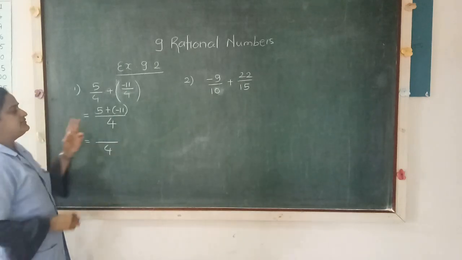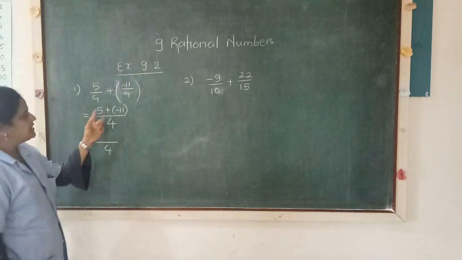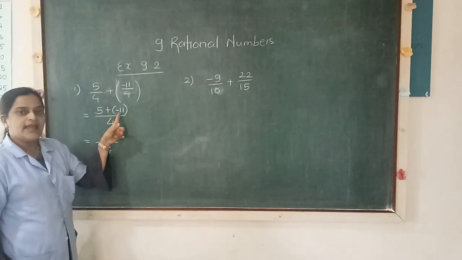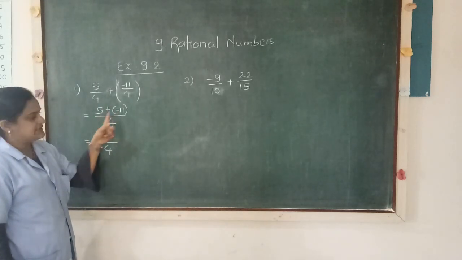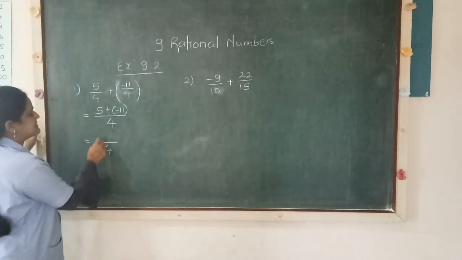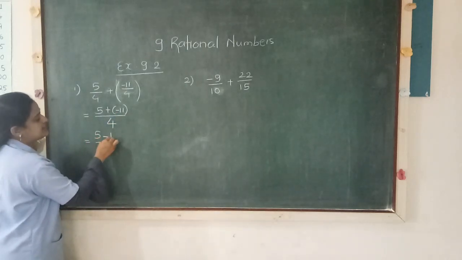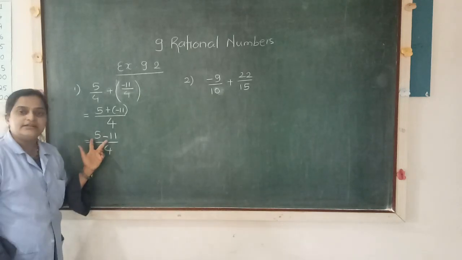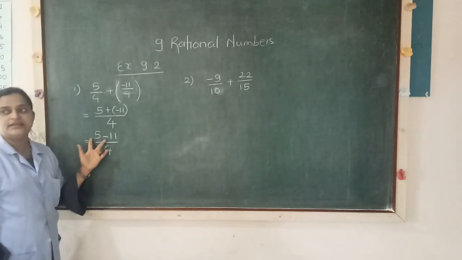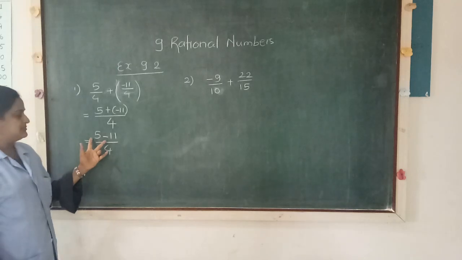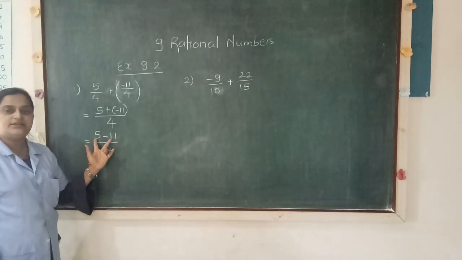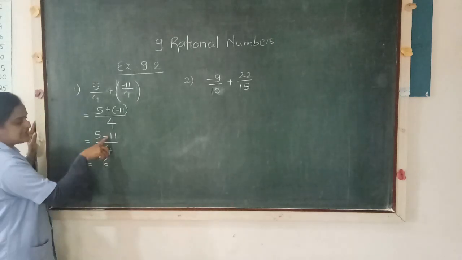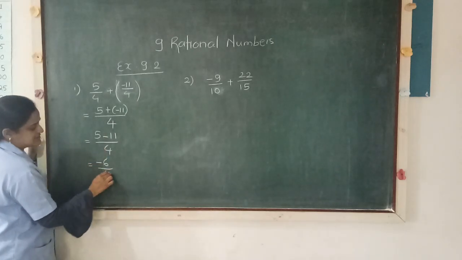We have studied this while studying integers. What is to be done? If there is a plus sign outside the bracket, this sign will remain as it is, and the other sign will be cancelled. So I will write 5 minus 11. Right? Now the signs are different, so we should subtract and give the sign of the bigger number. What is the difference between 11 and 5? It is 6, and the sign of the bigger number is minus.